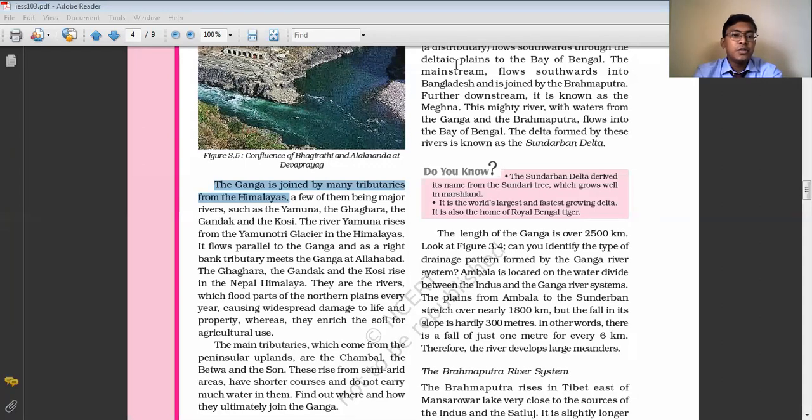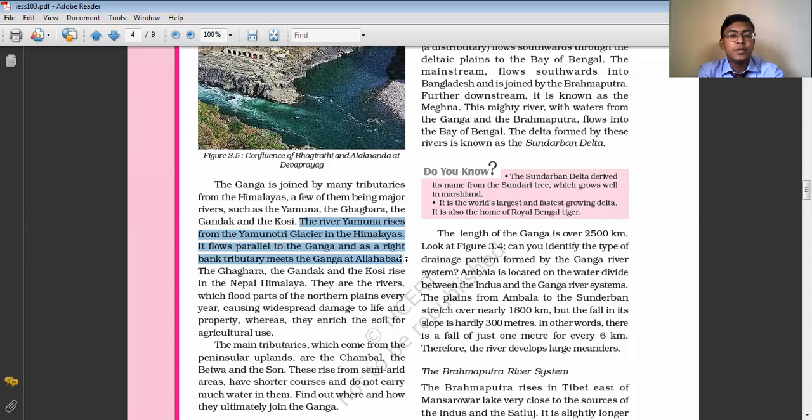The Yamuna River originates at the Yamunotri glaciers. It flows parallel to the river Ganga, and finally the Yamuna River joins the river Ganga at Allahabad. The river Yamuna rises from the Yamunotri glaciers in the Himalayas, and it flows parallel to Ganga, and as a right bank tributary meets the Ganga at Allahabad.